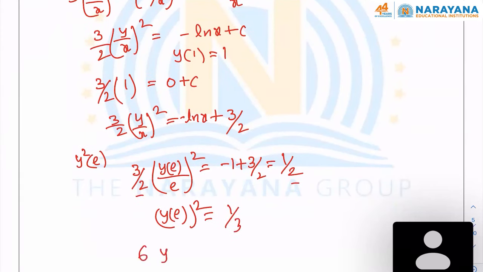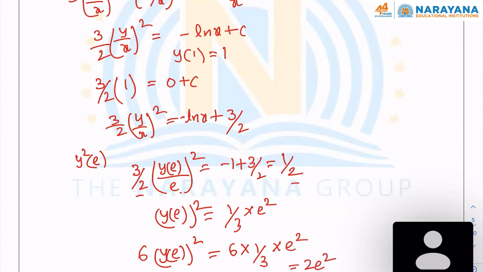They're asking 6 into y of e whole square. So 6 into y of e whole square, e is correct. Okay, the answer is 2 into e square.